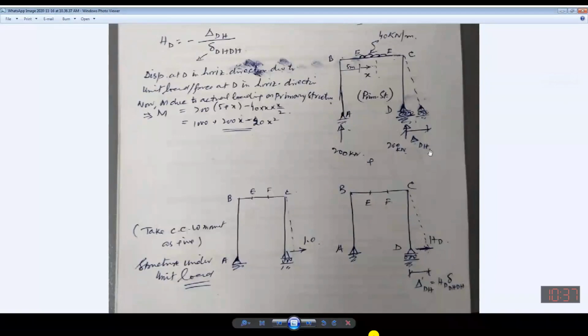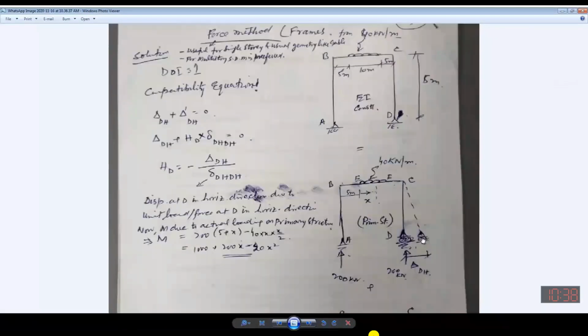Intentionally, this has been applied in the horizontal direction. Now, the ultimate requirement is that the summation of these two displacements must be zero. This is delta dH and this is delta dash dH, delta dH under the effect of the actual loading and under the effect of the redundant. Both summed must be zero, meaning this vertical limb must be in contact with the support. This is our compatibility.